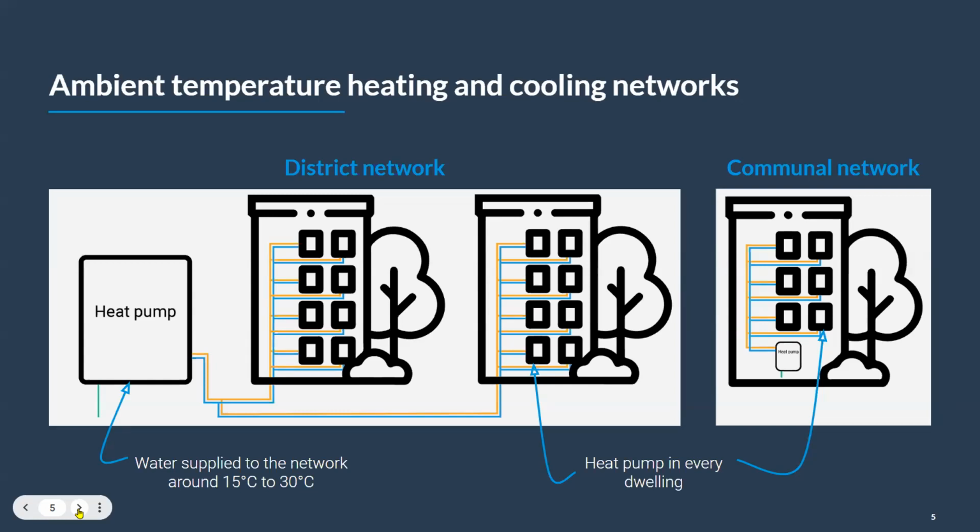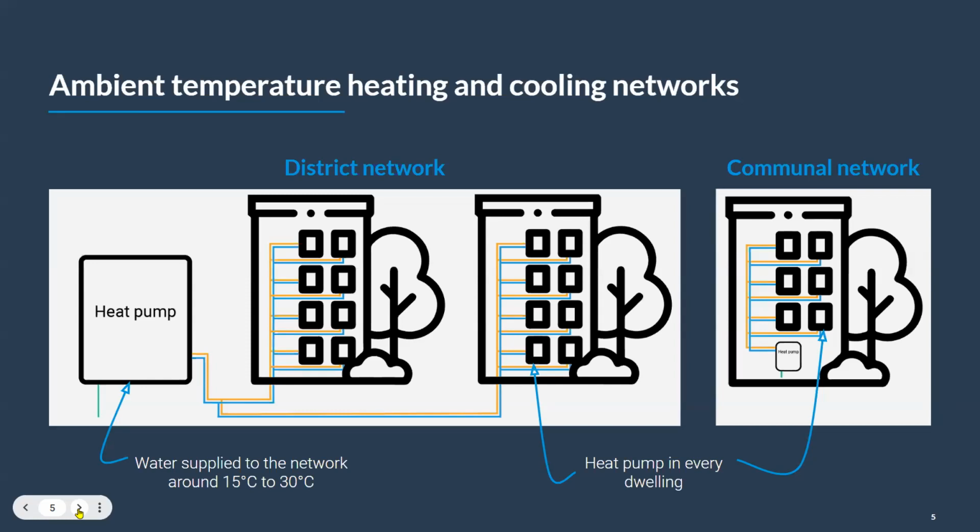First, we've got a plant room that heats water to around 15 to 30 degrees C, perhaps using waste heat from a data center or a river source heat pump, or some other source of low-grade heat. And secondly, you've got an individual heat pump in each home. So essentially, you've got a centralized heat generator, as well as individual heat pumps in each dwelling, which make use of that thermal energy that's coming from that centralized source.